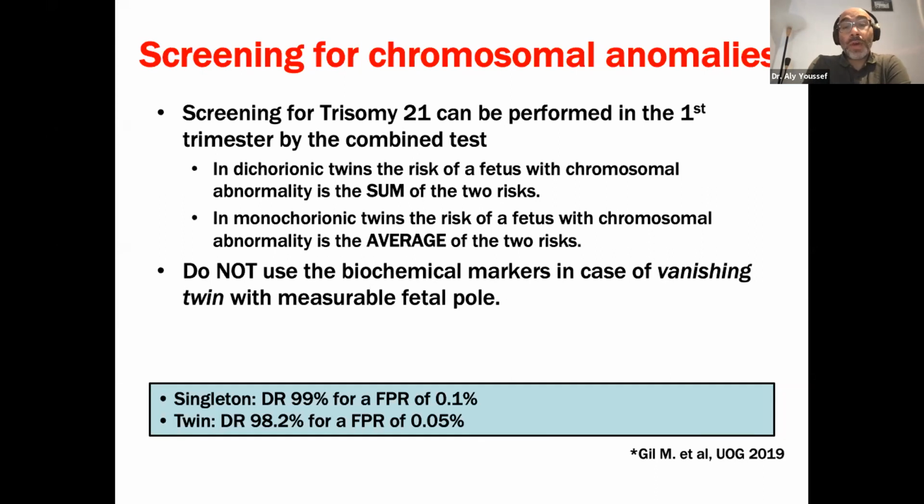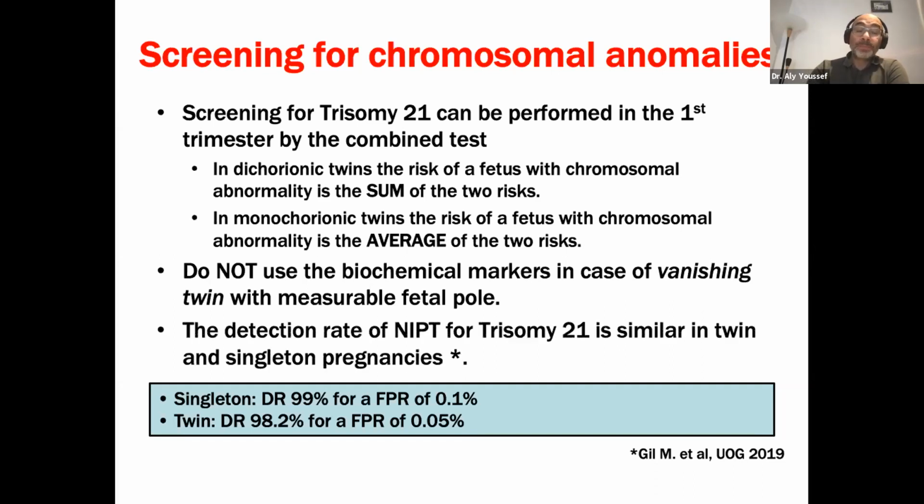What about cases in which we have a vanishing twin? So if we have a vanishing twin with a measurable fetal pool, okay, it is inappropriate to use the biochemical markers because they may be considerably altered by the presence of the hormones from the vanishing twin in the maternal circulation. So in a case of a vanishing twin, we have to use the nuchal translucency and the maternal characteristics, but not the biochemical markers.